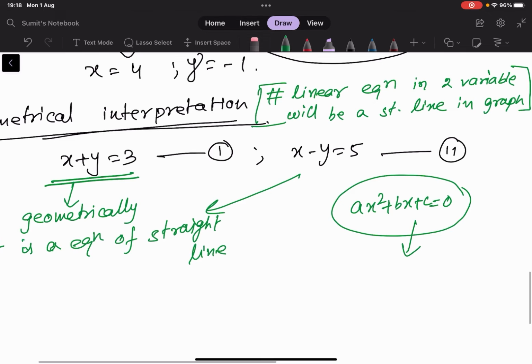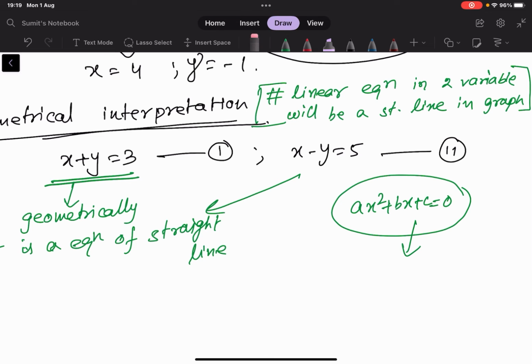Linear equation in two variables gives a geometrical shape of a straight line. Yes. ax² + bx + c = 0 will have a geometrical shape also in a graph. That will give you some ellipse or parabola like that. That will be done in class 11. It's a class 11 concept.